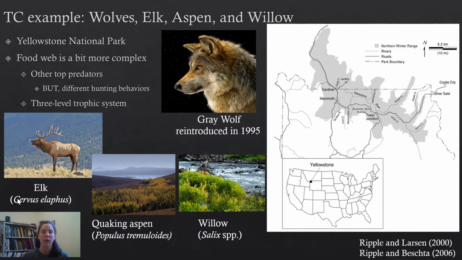So the food web in Yellowstone is a little bit more complex. In other words, there are other top predators, things like the grizzly bear, things like the mountain lion.